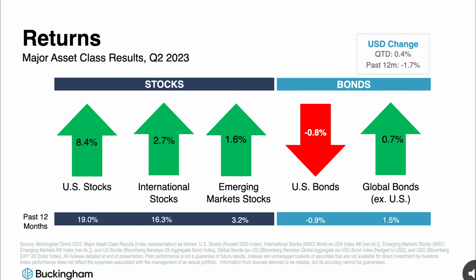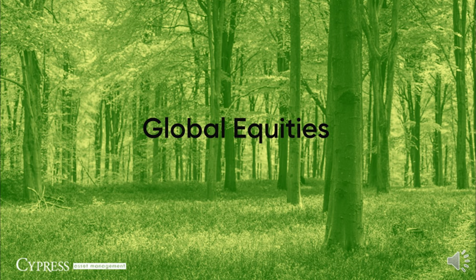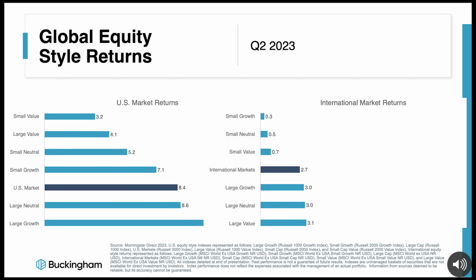Now let's take a little deeper look at what was driving the returns of stocks and bonds. We will start by taking a look at how global equities performed for the quarter, and we will then isolate the performance between the U.S. and developed international stocks. Two charts here show the performance of different investment styles between the U.S. and international stocks. The bright blue bars represent the performance of different investment styles, and the dark blue bars represent the total market performance for the region.